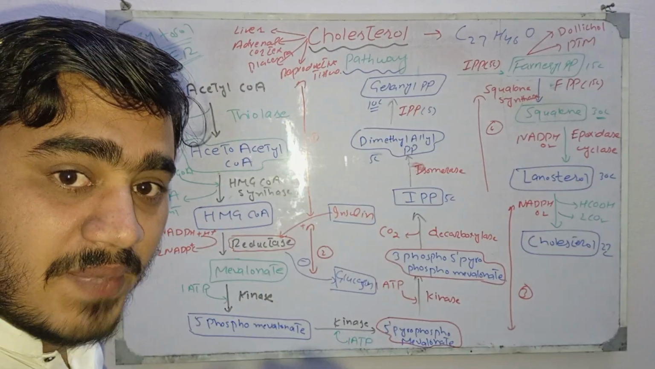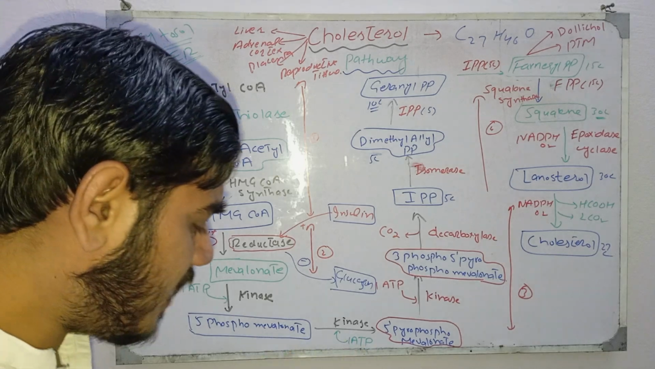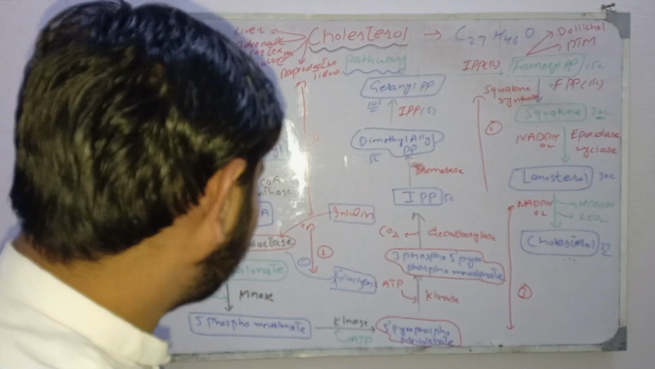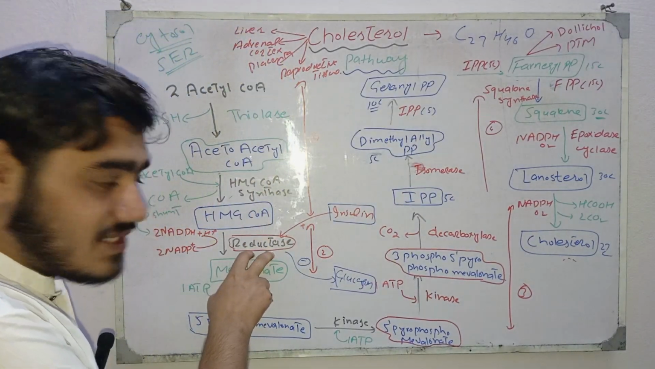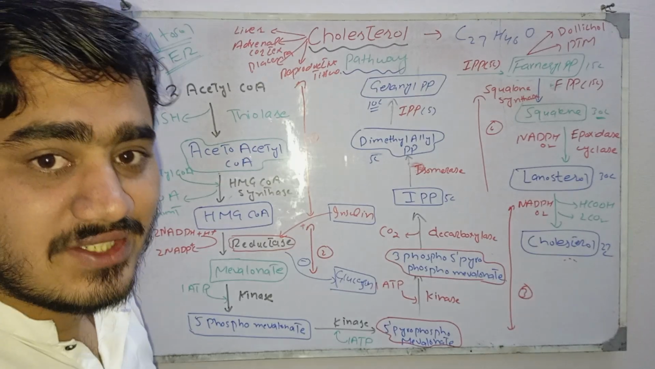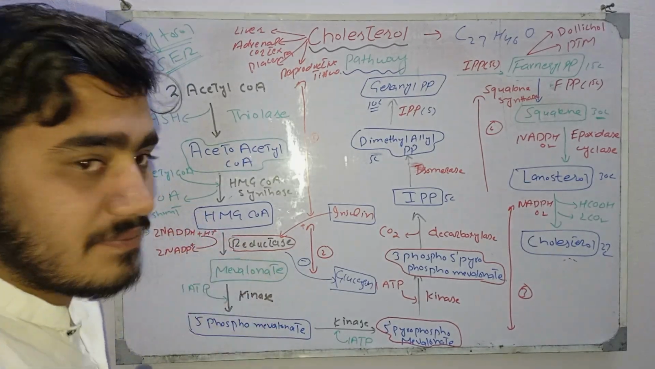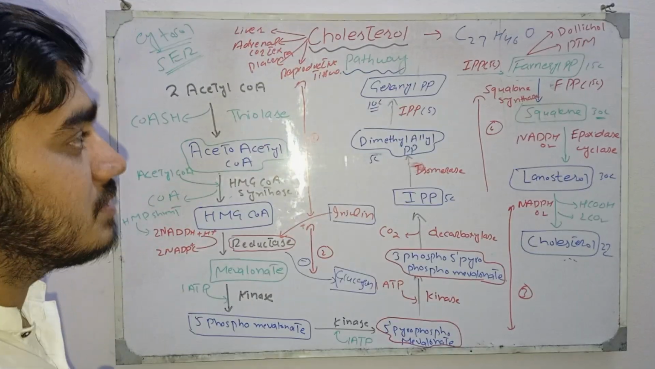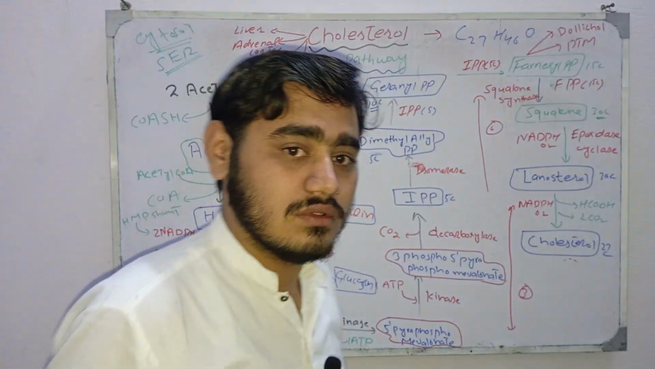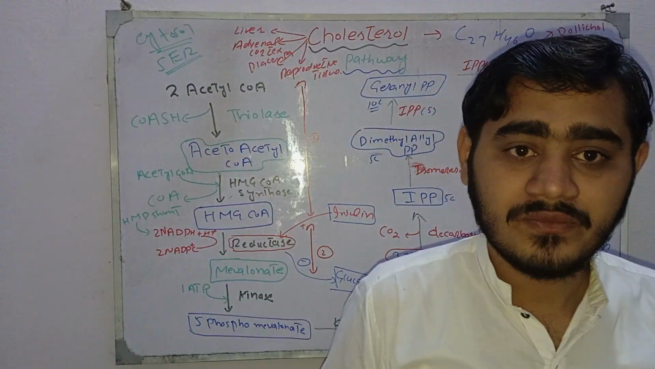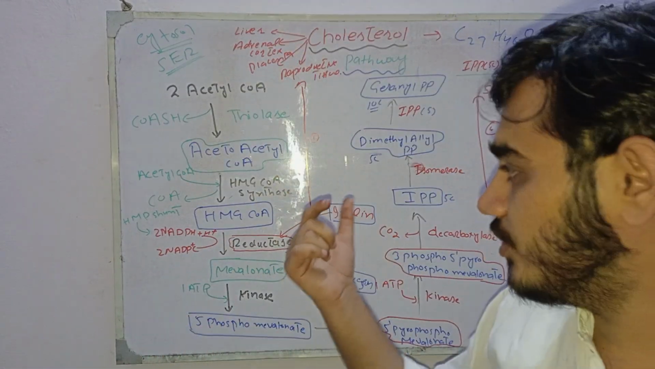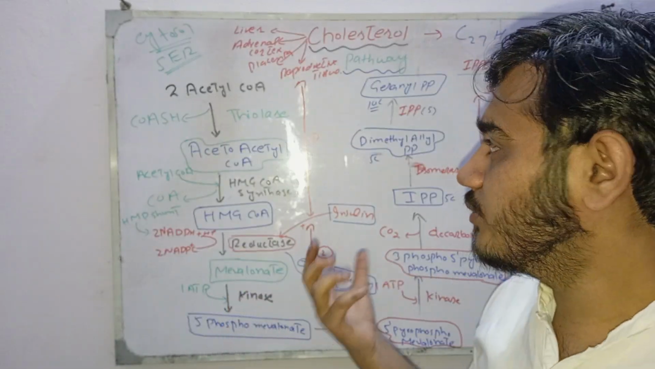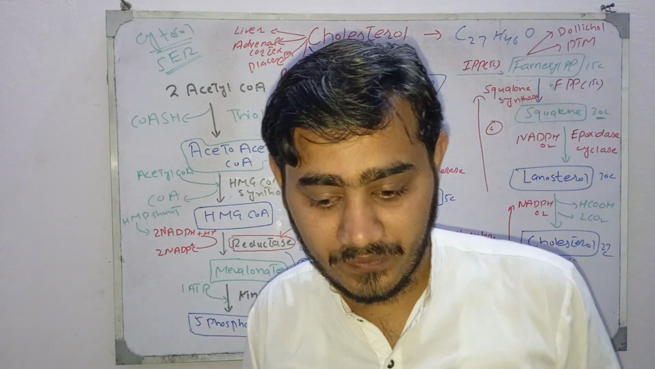And other is the feedback regulation. Feedback regulation means the cholesterol decreases the synthesis of this enzyme by suppressing the genes that make this enzyme. Okay students, this was all about the biosynthesis of cholesterol and its regulation, hormonal regulation, and feedback regulation. In this way, the regulation of cholesterol takes place.